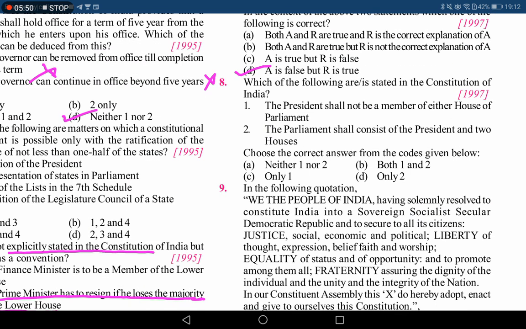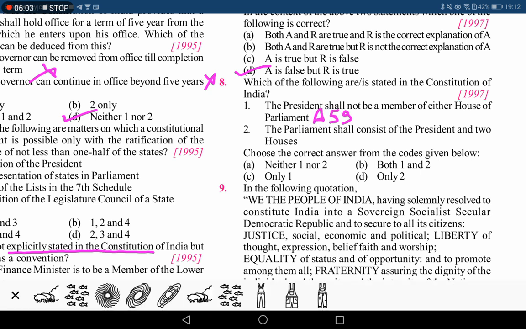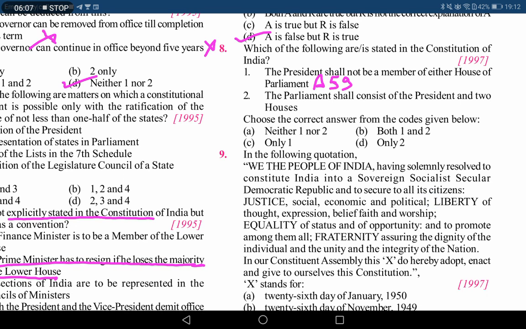Next question is, the president shall not be a member of either house of the parliament. All right, this is correct because it is already mentioned in article number 59. Article 59 states that the president shall not be a member of either house of the parliament. Then option number 2, the parliament shall consist of the president and 2 houses. So this is also correct. So as a result, option number B becomes the correct answer.